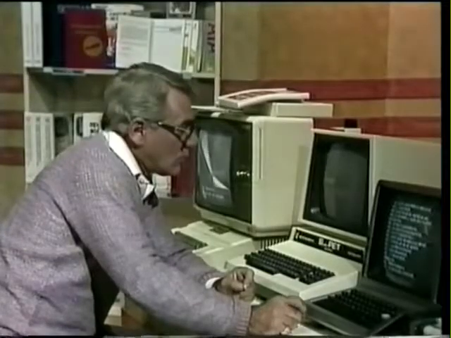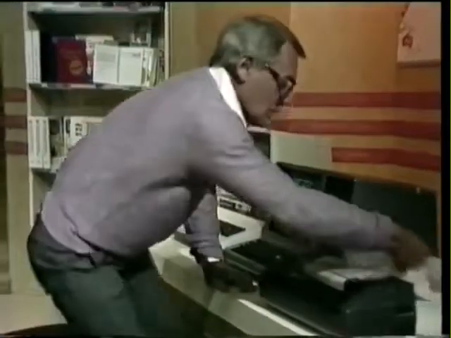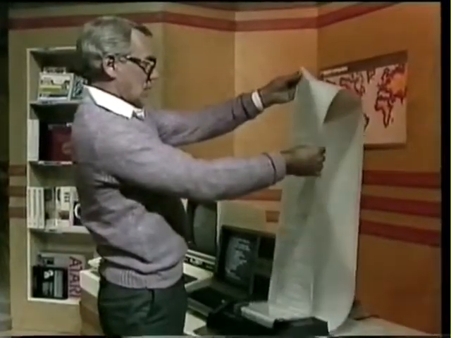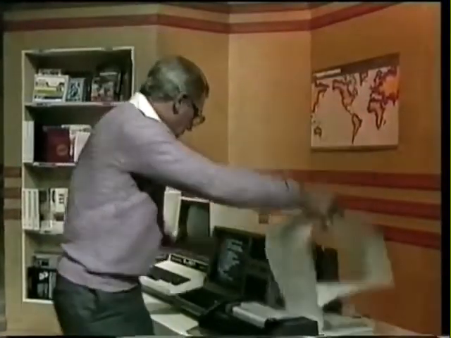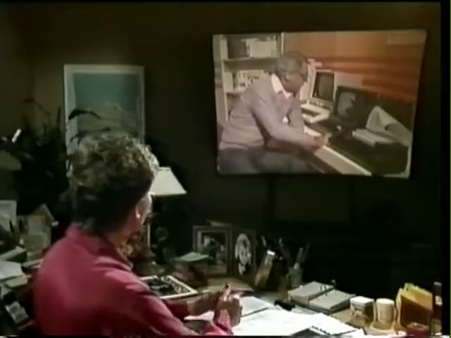Contrast it with the language on the next computer. Oh, this one goes on and on. In fact, what you're looking at is just part of a program. The complete listing is on the printout. Oh, look at all of this. But you know, it looks a lot more like English than APL does. Add discount to invoice discount total, and net to invoice net total. You're right, it is. What you lose on length, you gain on ease of reading.